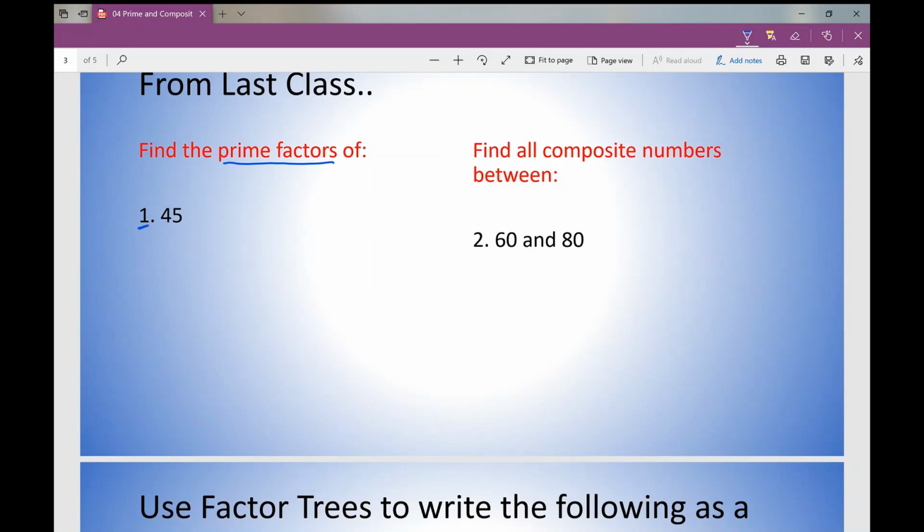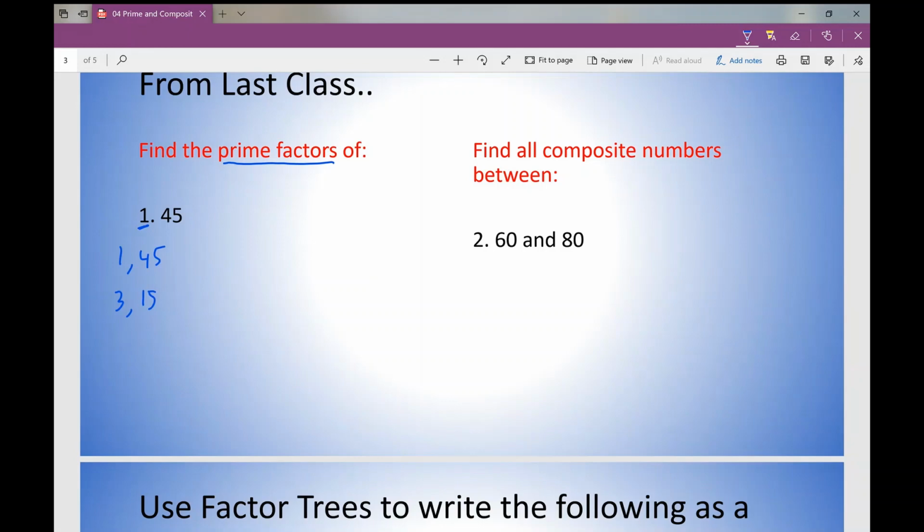So what we want to do first is list all the factors of 45. An easy way to do this is to start with 1 and divide 45 by 1 and see what happens. And you get 45. So those are two factors. And then we take 45 and divide it by 2. We don't get a whole number, so 2 is not a factor. And we divide 45 by 3, we get a whole number, it's 15.